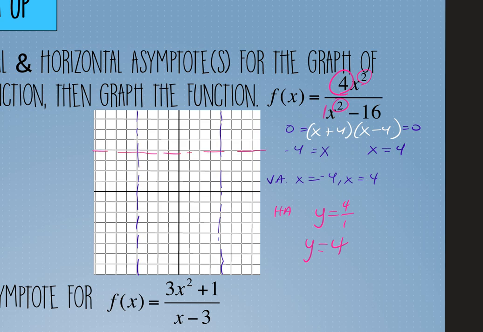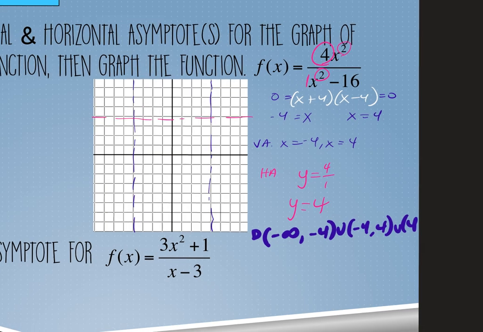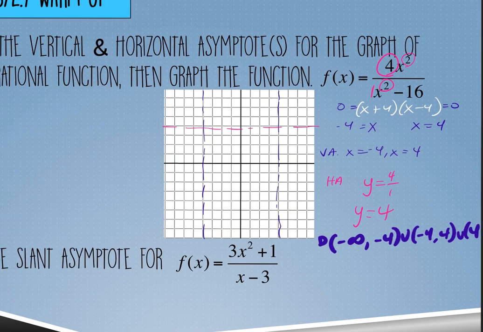Then we've got to know what's happening in between. And one of the ways you can do that is to find your zeros, to use your symmetry, like all those other ways to do it. Your quiz is going to ask you for domain. So remember, domain excludes where the vertical asymptotes are. So it would be from negative infinity to negative 4, negative 4 to 4, and then 4 to positive infinity. So make sure you'd be able to do that.